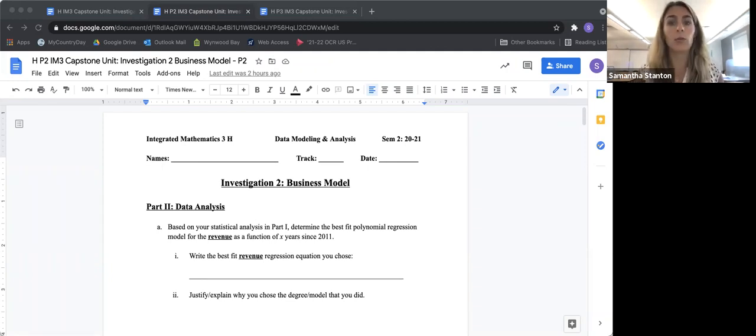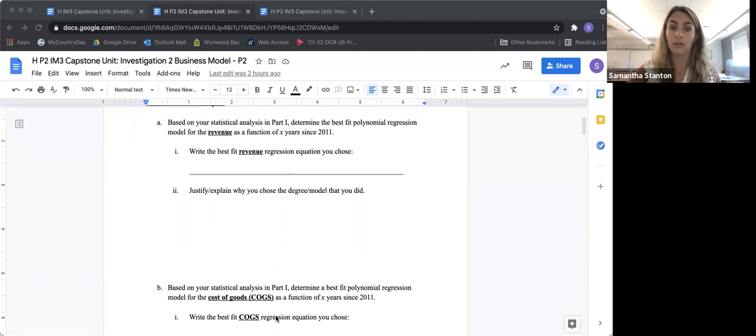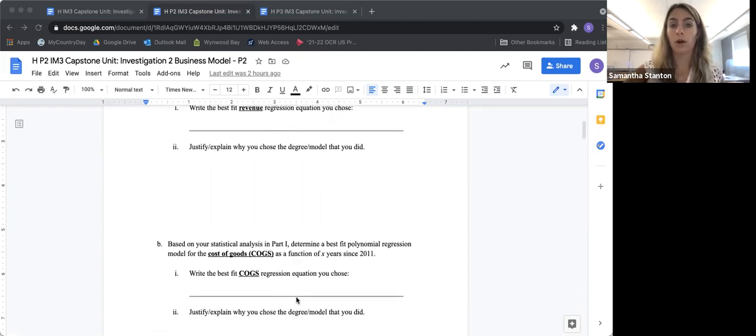So let's go ahead and discuss what you're doing in part 2 today. So you're doing your data analysis, and initially you are going to find an equation, a polynomial regression equation for revenue and for cost of goods sold. That's what A and B right here are telling you to do. So using R squared and residuals, what you did in part 1, you're now going to determine which polynomial regression is the best fit for revenue and which one is the best fit for cost of goods sold.